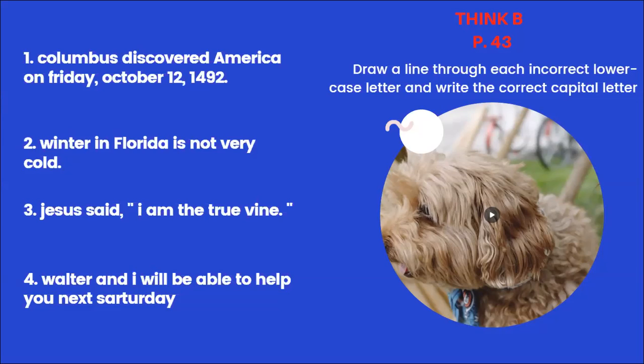Aunque en la presentación no parezca esa linita, usted la va a hacer. Okay, it says draw a line through each incorrect lowercase letter. Vamos a poner una linita en donde está la minúscula incorrecta y vamos a poner la mayúscula or capital letter, okay? So let's see number 1. It says Columbus discovered America on Friday, October 12, 1492. Remember the rules? ¿Se acuerdan las reglas?